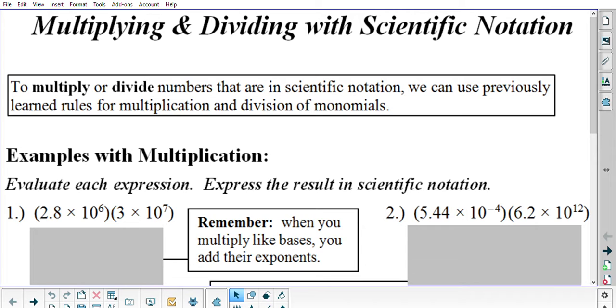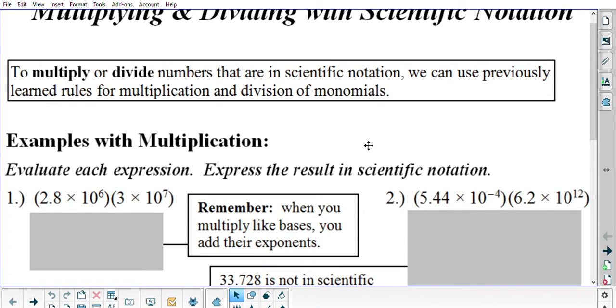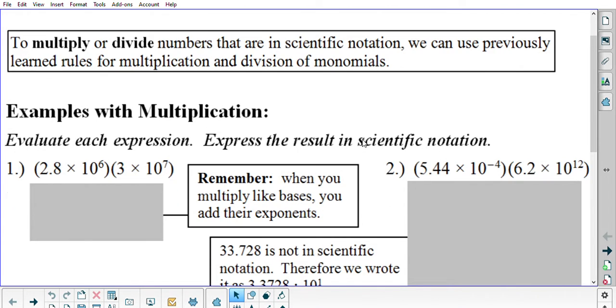It says to multiply or divide numbers that are in scientific notation, we can use previously learned rules for multiplication and division of monomials. So let's take a look at some examples. The directions say to evaluate each expression, which means find the value of the expression. And we are supposed to express the result in scientific notation. So here we have 2.8 times 10 to the 6th, and then since there is nothing between the two sets of parentheses, that means multiplication, and we have 3 times 10 to the 7th.